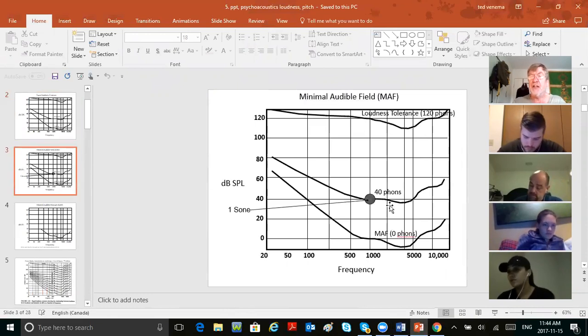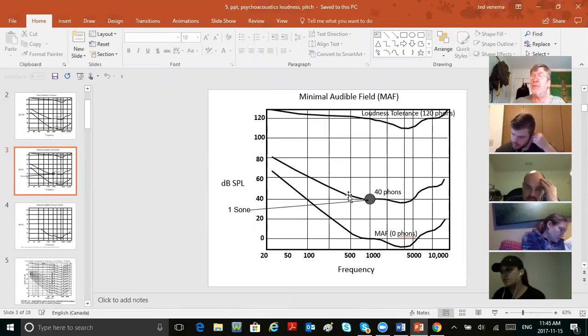And every other frequency along this middle curve is heard at 40 phons. It's heard equally loud. How loud? As loud as the 1,000 hertz tone was heard at 40 dB SPL. That's how loud. Okay, there we go.